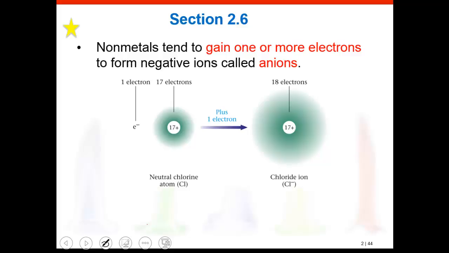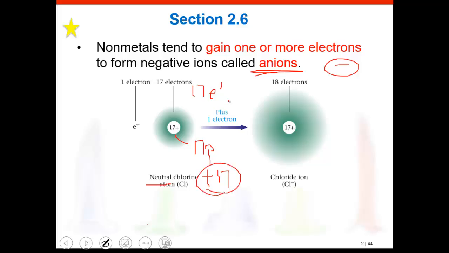Now, nonmetals, as we said, the elements on the right-hand side of the periodic table, tend to gain 1 or more electrons, and they form negative ions called anions. So here is the neutral chlorine atom. There are 17 protons inside the nucleus and 17 electrons that orbit around it. So we have a plus 17 charge inside the nucleus and a -17 charge orbiting around it, a -1 for each electron that we have.